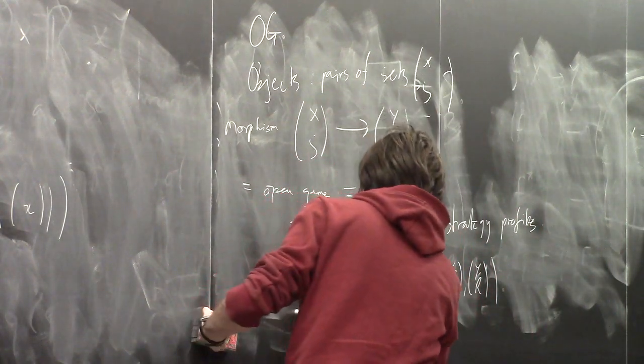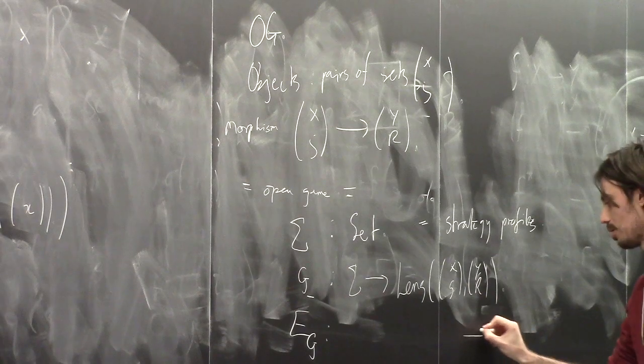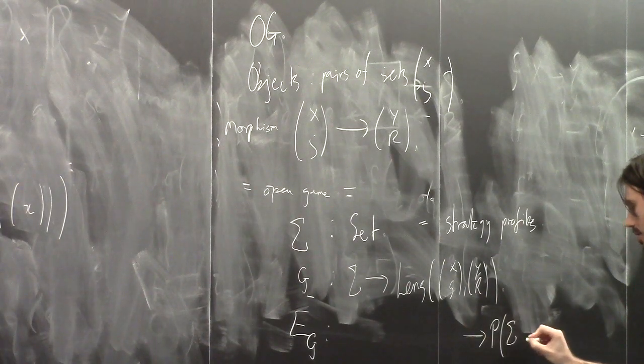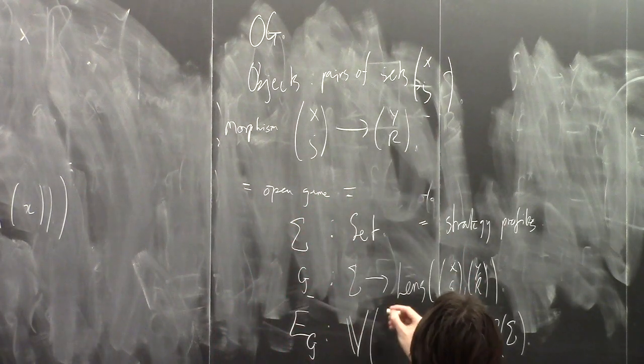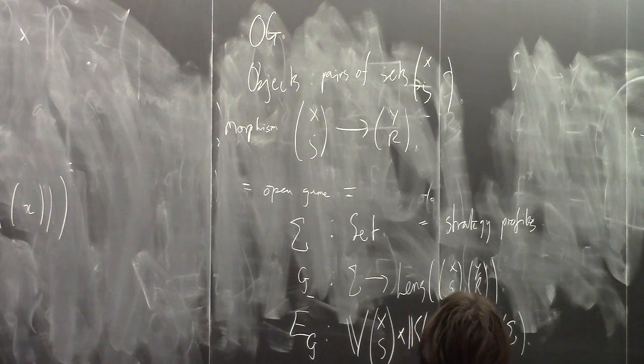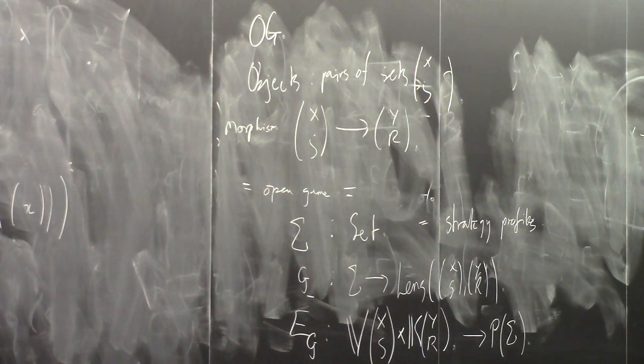And the third thing, called E sub G, this is the equilibrium function. So this is a thing which is going to return a subset of sigma, but it has to depend on some stuff, and the stuff that it depends on turns out to be a V, X, S, and K, Y, R, which, if you unpack it, this thing is X, and this thing is R to Y. So that's really weird. So that's the definition of an open game, and it's very hard to get intuition for it. But I'm going to give you some examples.